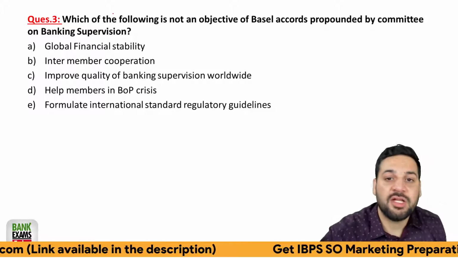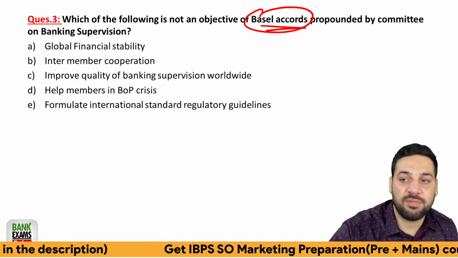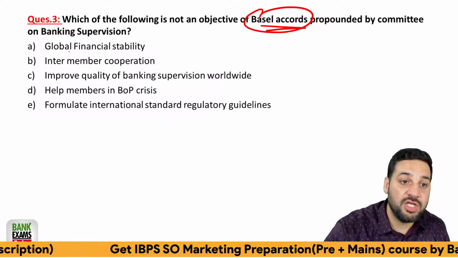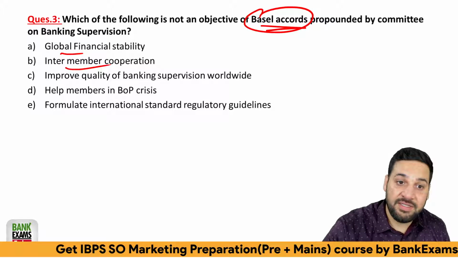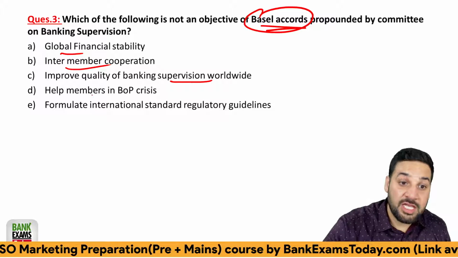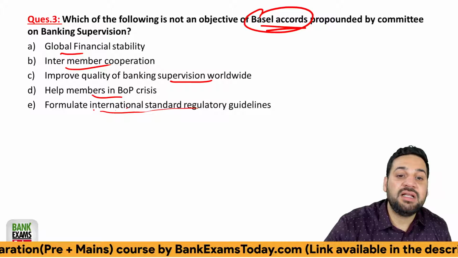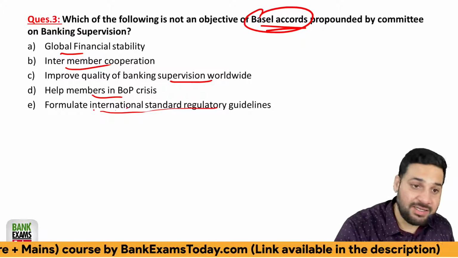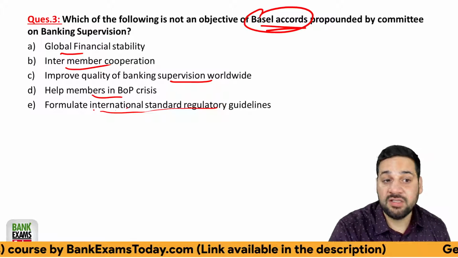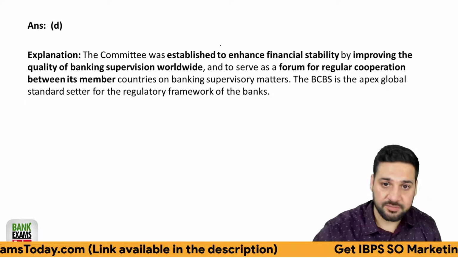Which of the following is not an objective of the Basel Accord propounded by the Committee on Banking Supervision? Global financial stability, inter-member cooperation, improve quality of banking supervision, help members in balance of payment crisis, formulate international standard regulatory guidelines. Obviously, stability and inter-member cooperation are there. But what is not there?